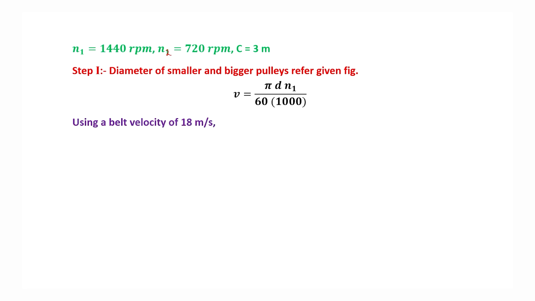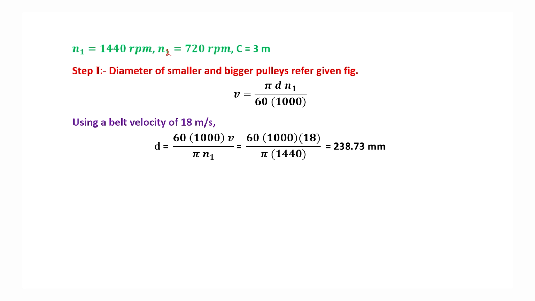By substituting belt velocity v equal to 18 meters per second, the diameter of the smaller pulley is obtained from this formula: d equals 60,000 times V divided by pi n1. Now substituting V, which we have selected as 18 meters per second, and n1, the speed of the driving pulley or the smaller pulley, as 1440 rpm, we got the smaller pulley diameter as 238.73 mm.